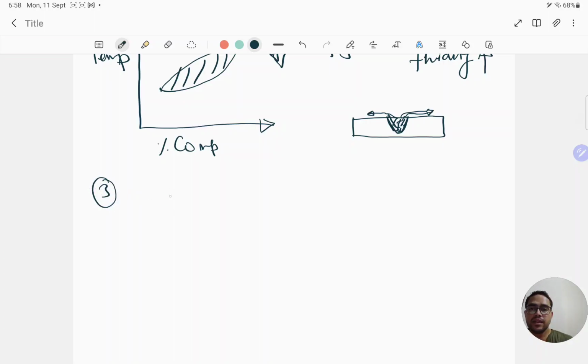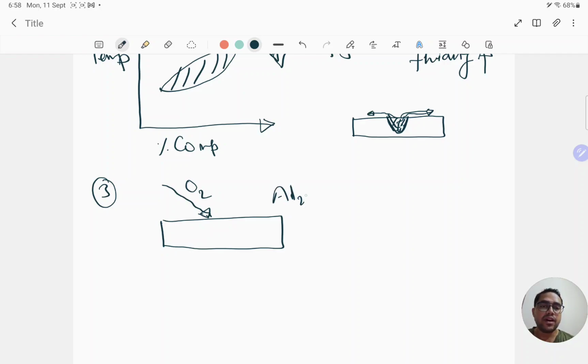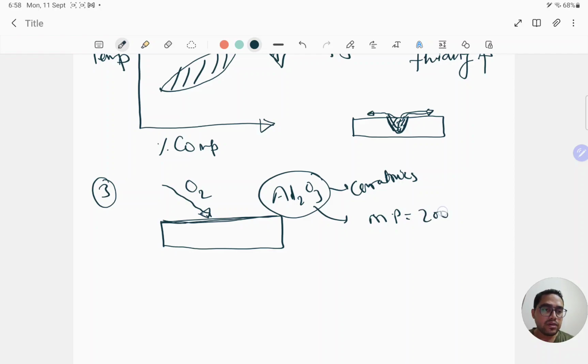Third reason is, when heat is provided over the aluminum material, the surrounding air reacts with it and forms aluminum oxide. Aluminum oxide is a ceramic, and ceramic is a very hard material, and its melting point is around 2000 degrees centigrade. A thin layer of aluminum oxide will be at the outer surface of the aluminum.